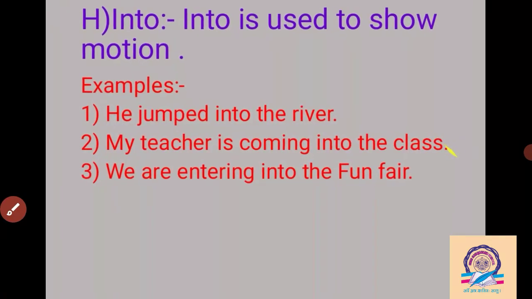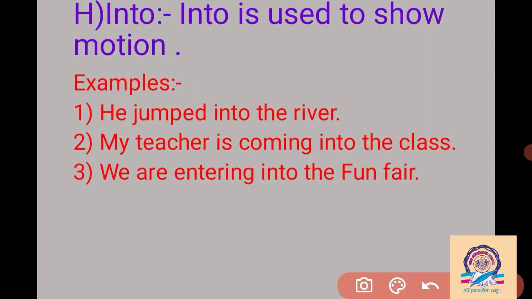Then into shows the motion here. When we want to show motion of the object, at that time we have to use into. Suppose he jumped into the river. So we use into here, the person is jumping. We are showing that the person is jumping. The car is coming inside the gate. If the car is already inside the gate, then we have to use in. But if we want to show the car is coming, at that time we have to use into.